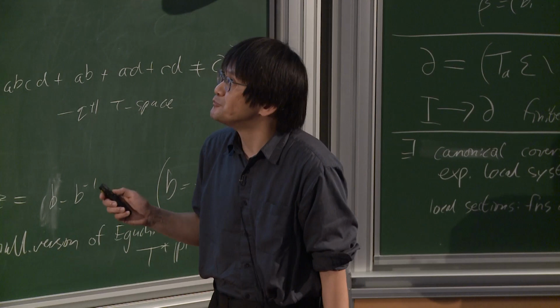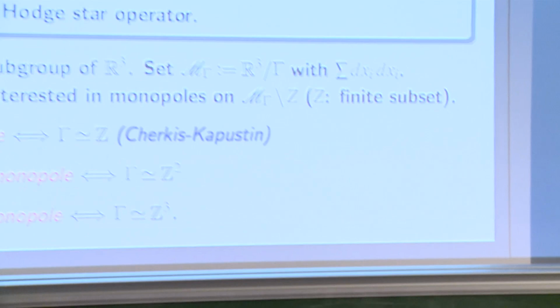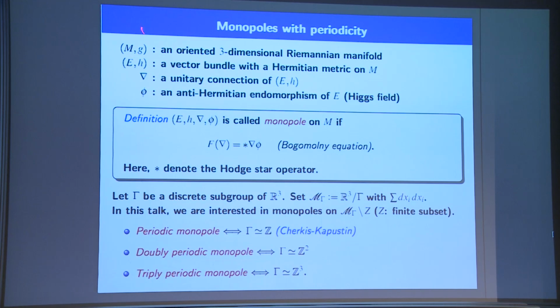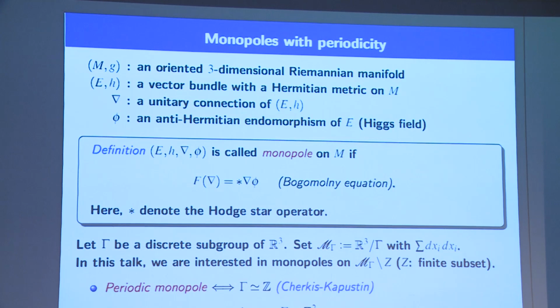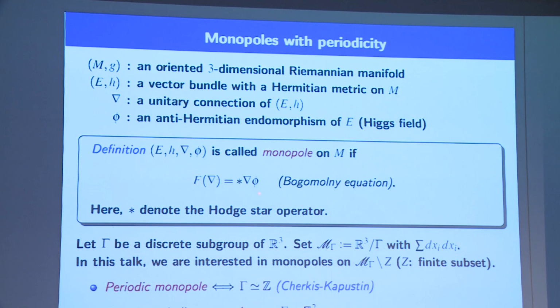Okay. In this talk, monopole means a solution of the Bogomolny equations. So let me explain. Let (M, g) denote an oriented three-dimensional Riemannian manifold. And let (E, h) denote a vector bundle with a Hermitian metric on M, equipped with a unitary connection ∇ and an anti-Hermitian endomorphism φ, which is called the Higgs field in the context of monopoles. Then the tuple (E, h, ∇, φ) is called a monopole if the Bogomolny equation is satisfied, which means the curvature of the connection is equal to the Hodge dual of the derivative of the Higgs field with respect to the connection ∇.